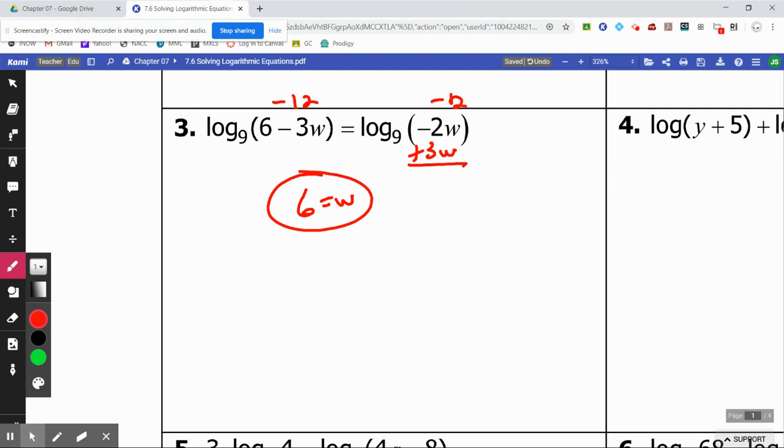Got a problem. A lot of people say, oh, they're equal then. You cannot take the logarithm of a negative value, so anything that would make that negative, we have to throw out. So therefore, this would be a no solution equation.